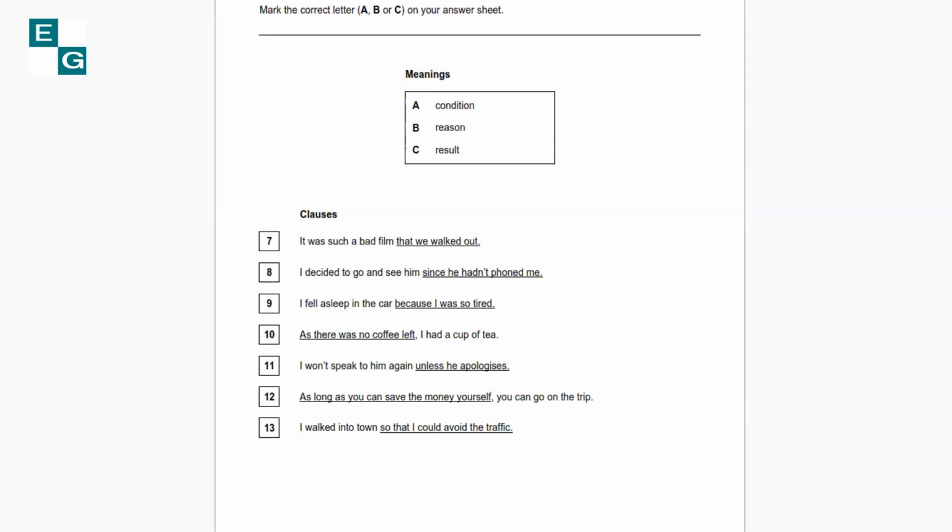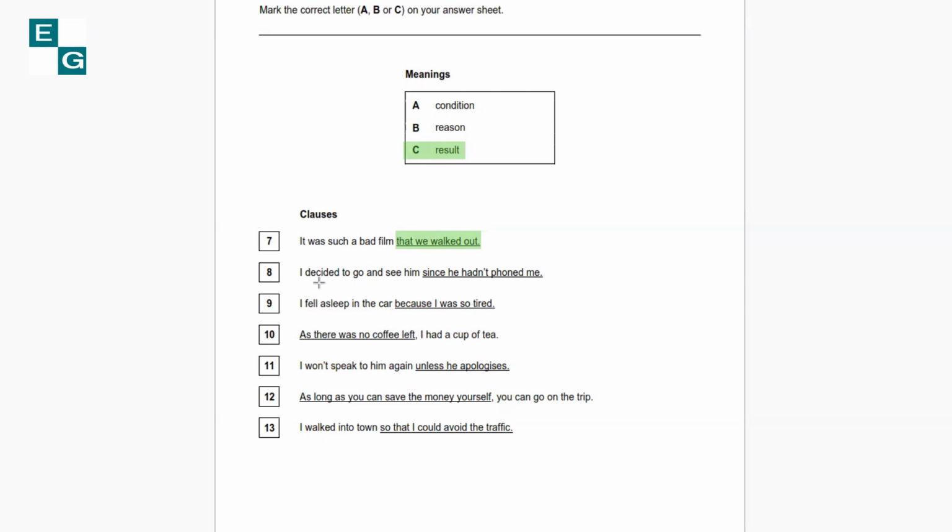It was such a bad film that we walked out. That we walked out. Let's think about this. We can think of this sentence as saying something like, well, this is a result of watching a bad film. We were watching a bad film and it was so bad that we walked out. As a result of watching a bad film, we didn't even finish it. We just walked out.